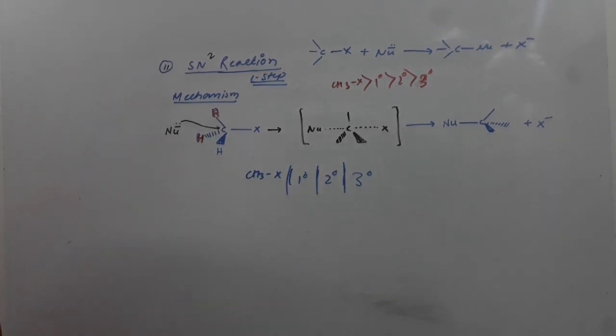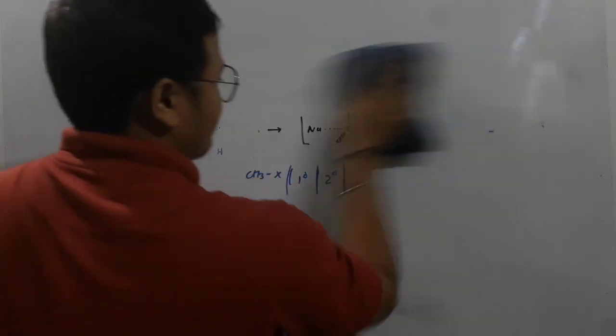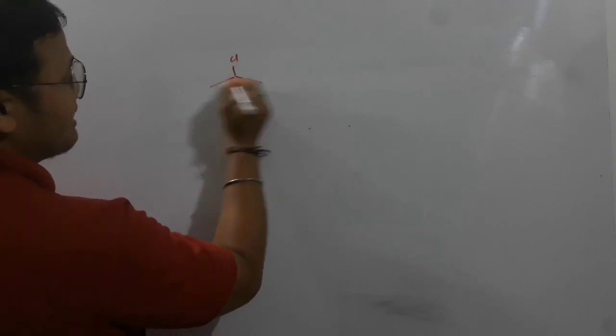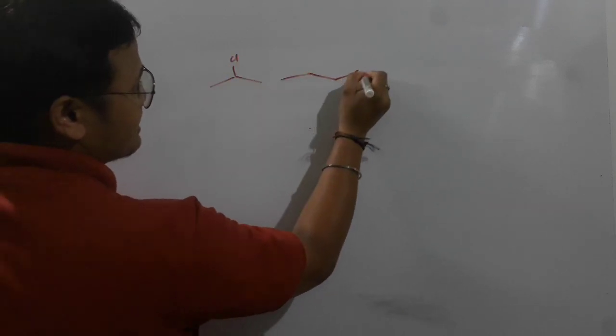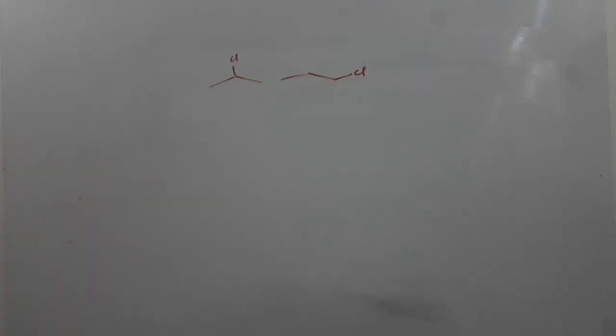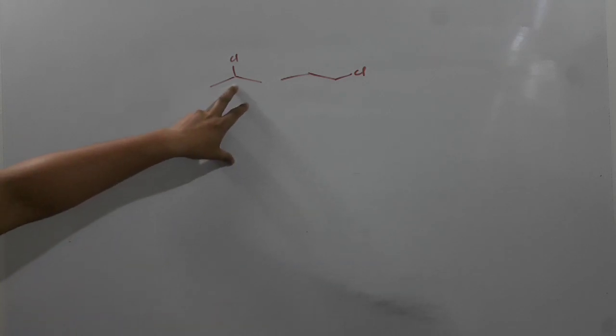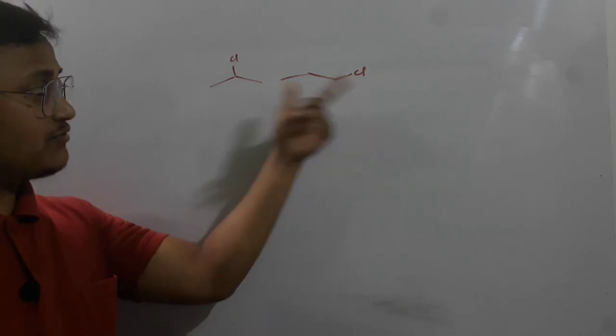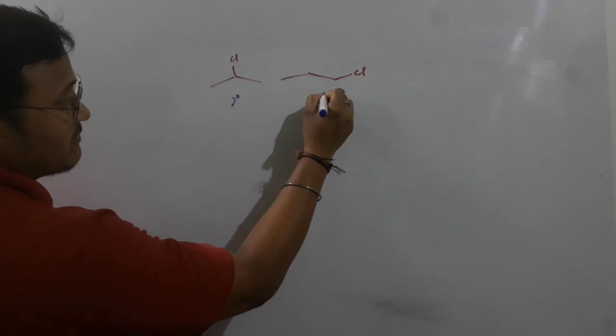This is why sometimes in examinations they ask questions like this. Suppose, let's have a look here. I am writing this structure. Consider Cl here, and I am writing another structure, consider Cl here. Now look at it. These two compounds have a difference, right? One is 2-chloropropane and one is 1-chloropropane, isn't it? So one is 2 degree, one is 1 degree.